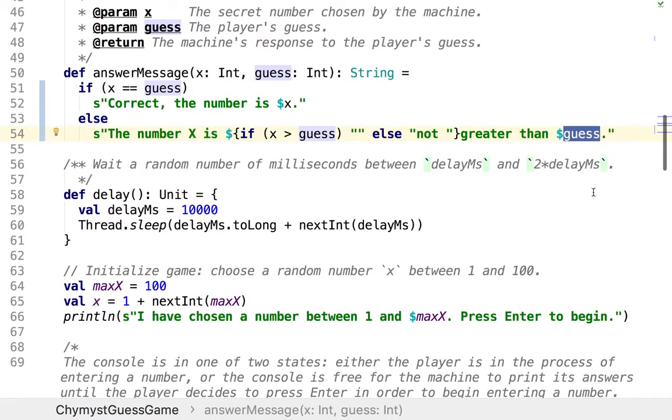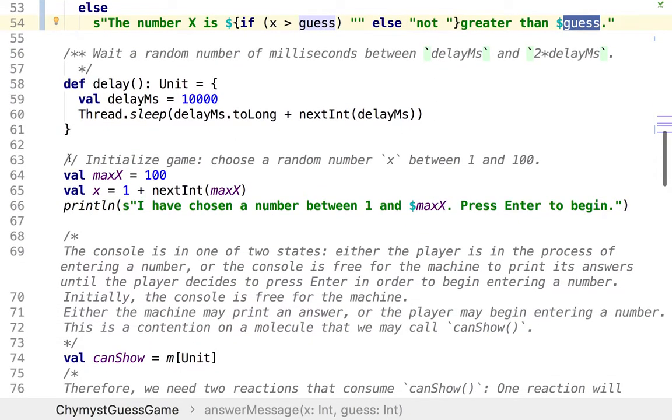And finally, the auxiliary function to delay. So this will simulate the computation that is necessary to get the result, the answer. And we're just going to delay between 10 and 20 seconds randomly.